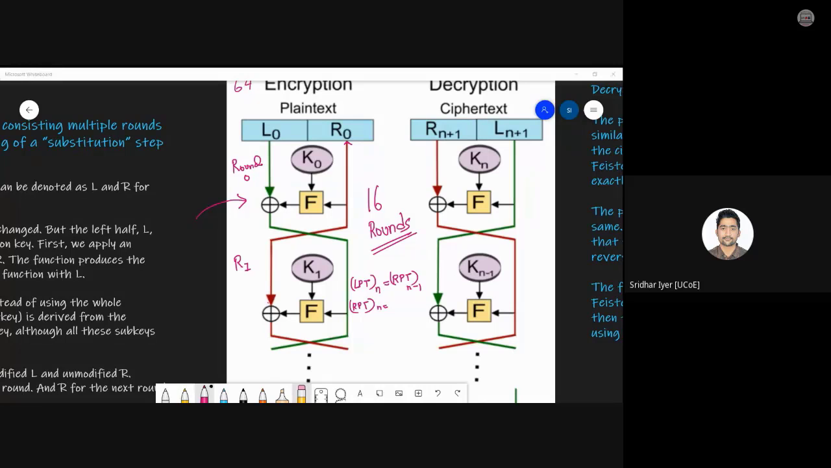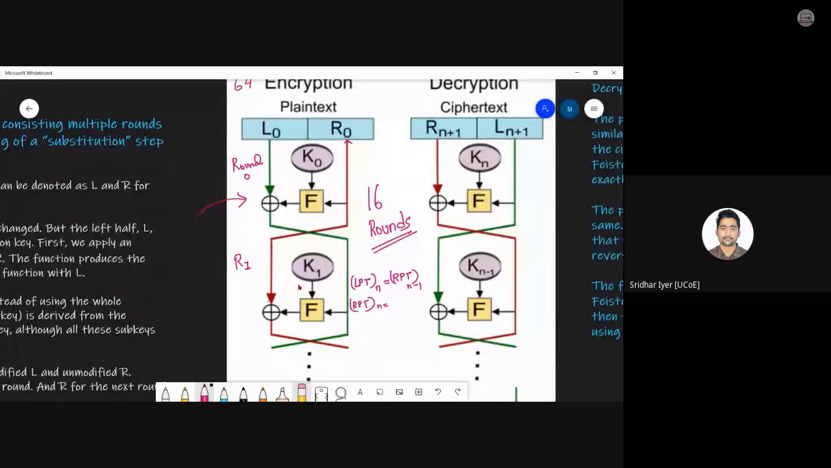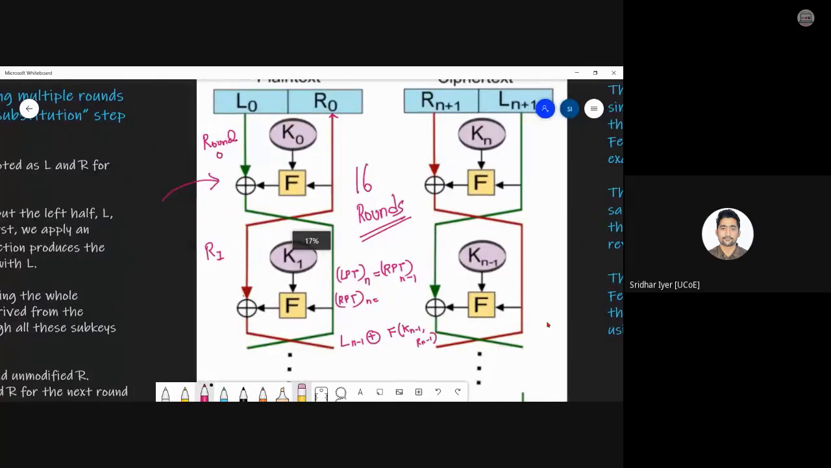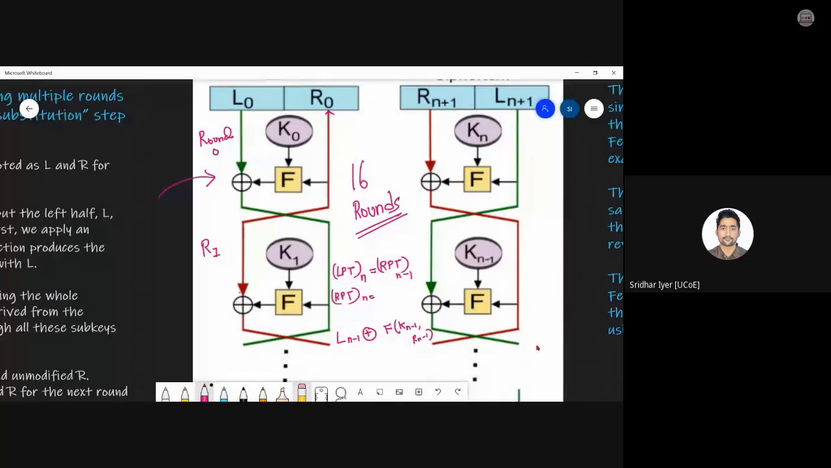As you can see in the diagram, there is one XOR operation in between. This XOR is getting two inputs. One will be L0, which is nothing but L of n minus 1, XORed with the output of this function. This function will be made up of K of n minus 1, comma, R of n minus 1. I will write it once again clearly, but have a look. Just try to get the understanding of what I have done exactly. Are you getting it or not?